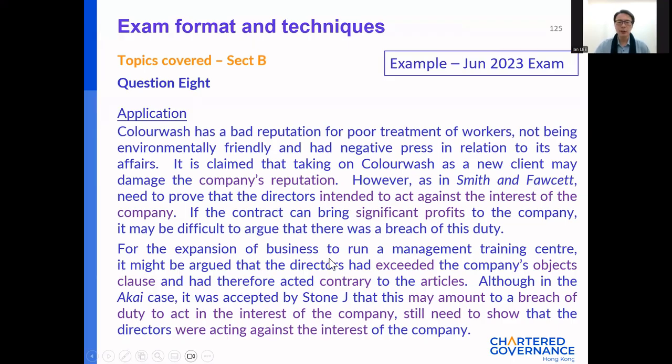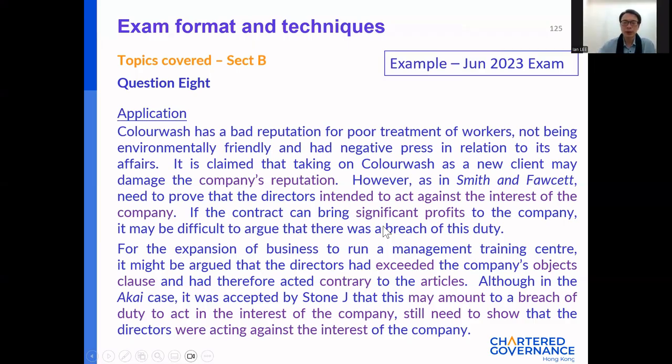So for the expansion of business to run a management training center, it may be argued that the directors had exceeded the company's objects clause and had therefore acted contrary to the articles. So you can see the objects clause says, this is what we can do. And here the directors expanded their business to do beyond what is permitted in the objects clause. So although in the Akai case, it was accepted by Justice Stone that this may amount to a breach of duty to act in the interest of the company, you still need to show that the directors were acting against the interest of the company. So it's possible, but then you need to show how that would go against the interest of the company in order to succeed in the argument that it is a breach of duty.